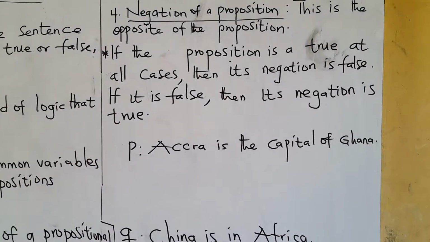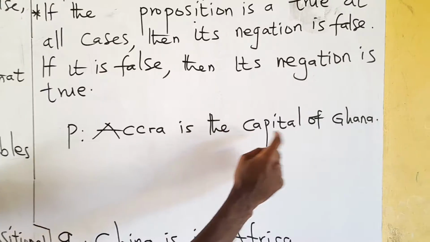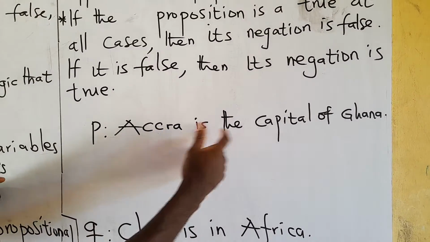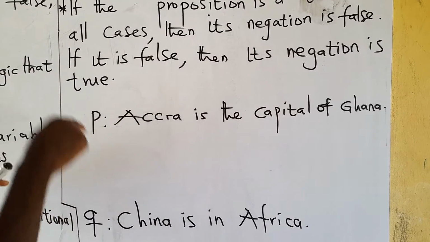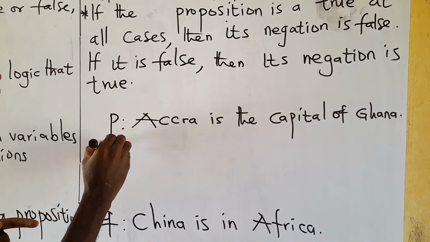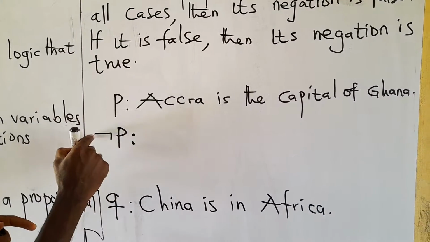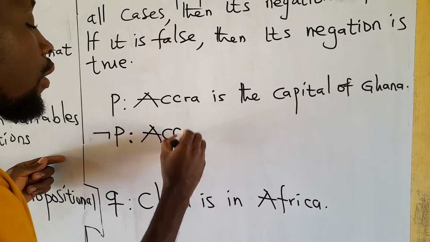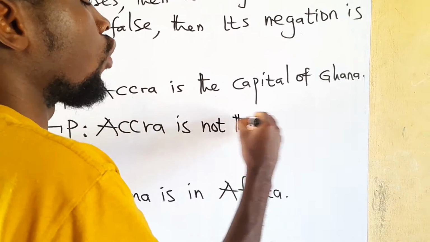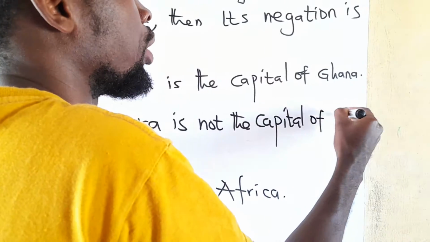Now let's look at these propositions. The first one, P: Accra is the capital of Ghana. Is it true? Yes, it's true. Accra is actually the capital of Ghana. Then the negation of this proposition, which is usually written with this sign, the sign for negation, the negation of P will be: Accra is not the capital of Ghana.